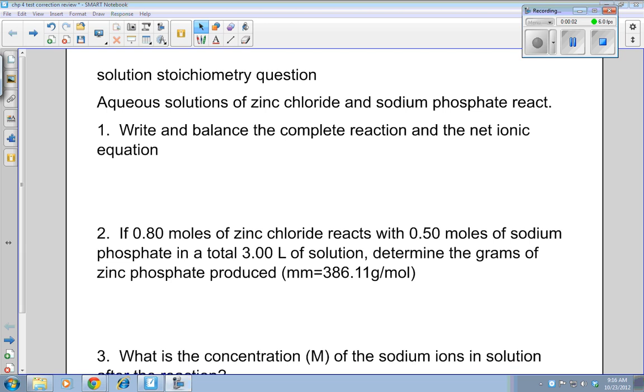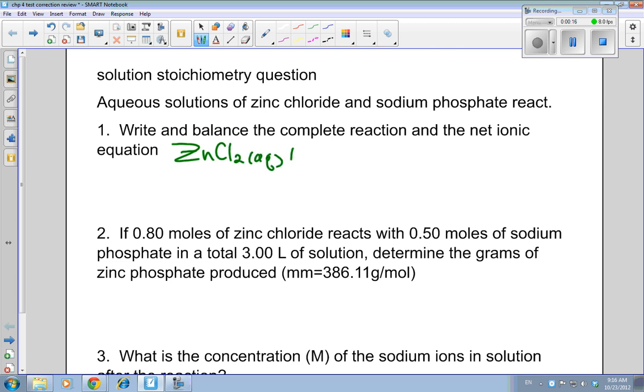Okay, solution stoichiometry. The first thing we need to do is get the reaction into symbols from words. So we know that zinc chloride, zinc being a +2, chlorine -1, is ZnCl2, reacts with sodium phosphate. Well, sodium's +1, but phosphate is a -3. And when we double replace, we know that zinc is going to bond with the phosphate, and the sodium with the chlorine.